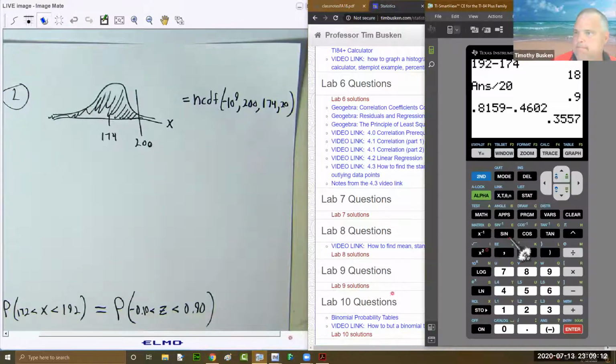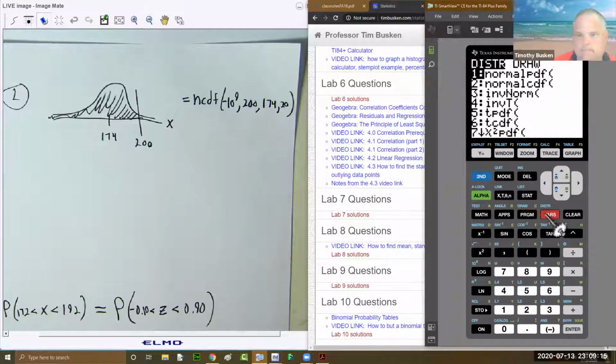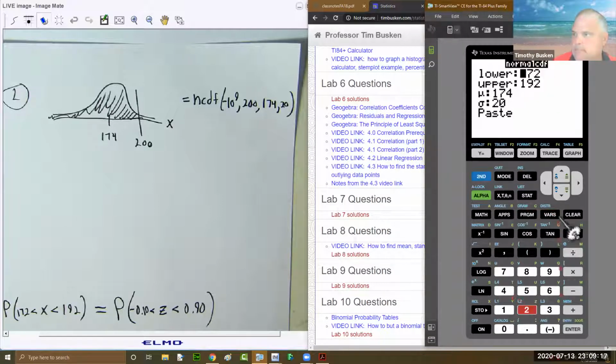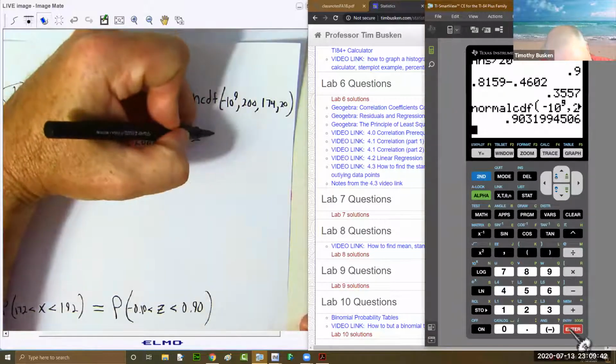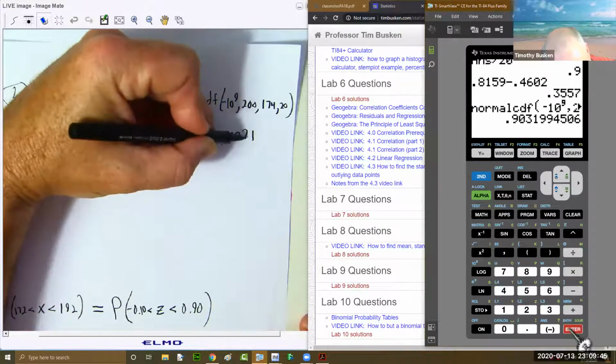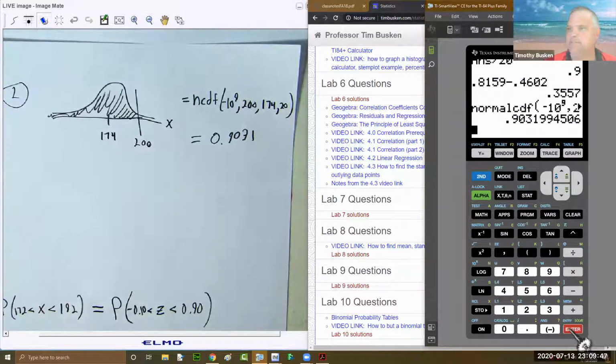Whoops, let's see here. I need negative 10 to the 9, and the upper is 200 here. Alrighty. And we're getting about 0.90, about 90%, 0.9031, or about 90.3%.